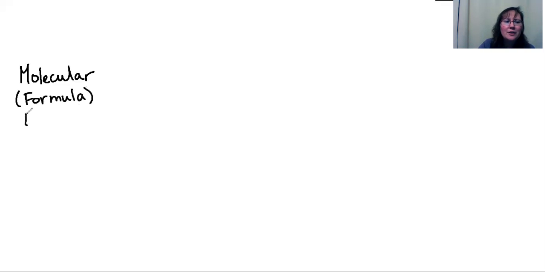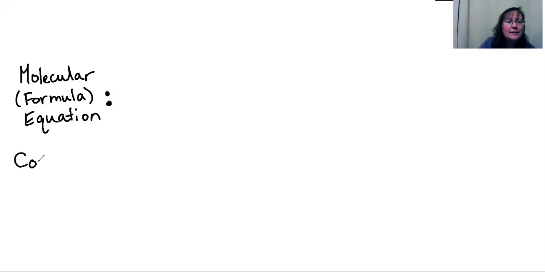Sometimes this book refers to them as formula equations, though I've usually seen them referred to as molecular equations. And formula, because ionic compounds are always formula units, not molecules, but they're called molecular equations because we're going to write everything as though it were a molecule, even though it's not, and that'll make sense in a minute.